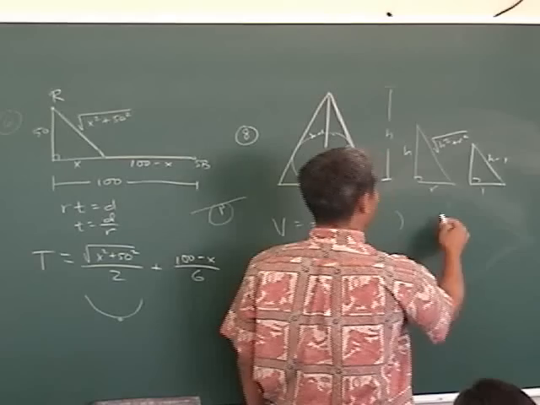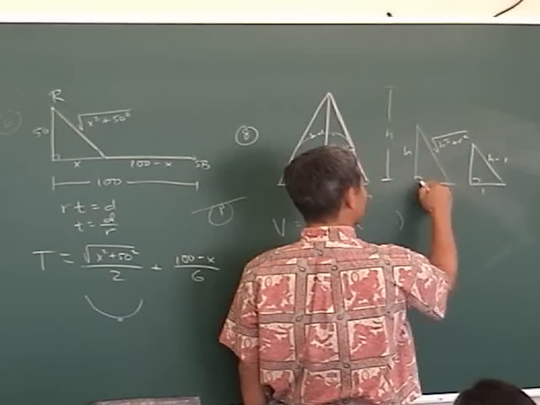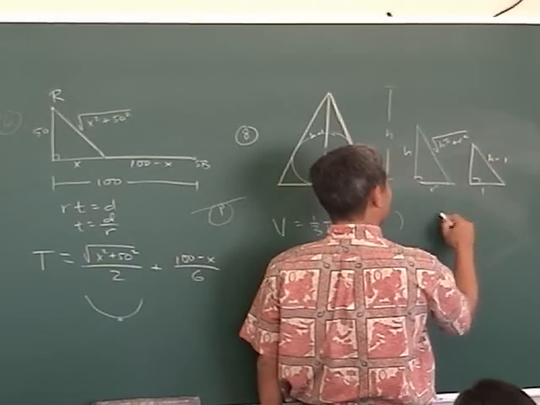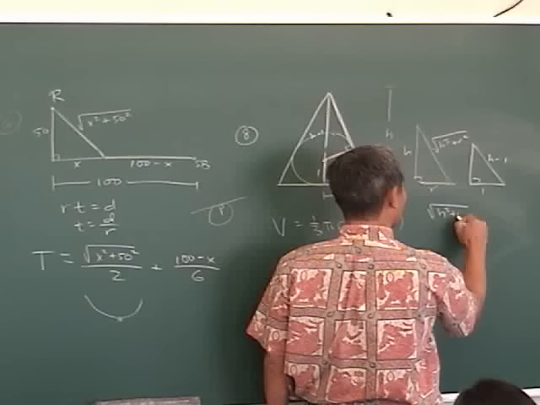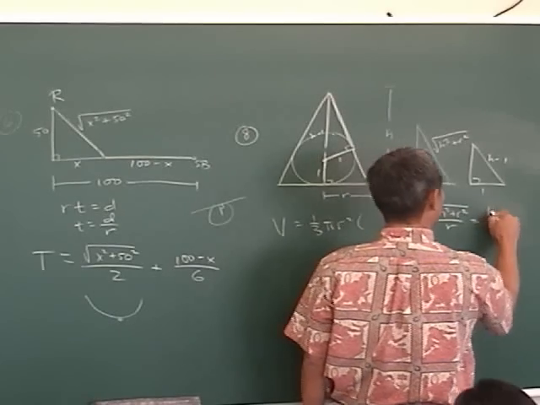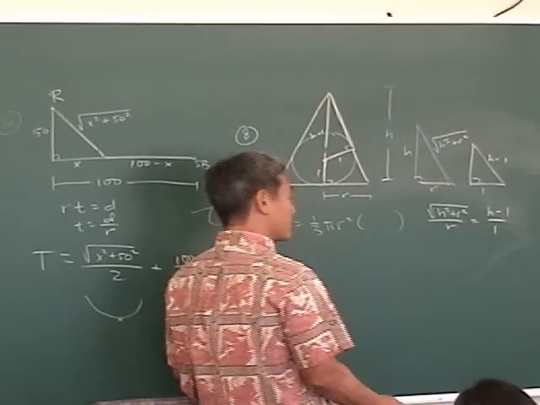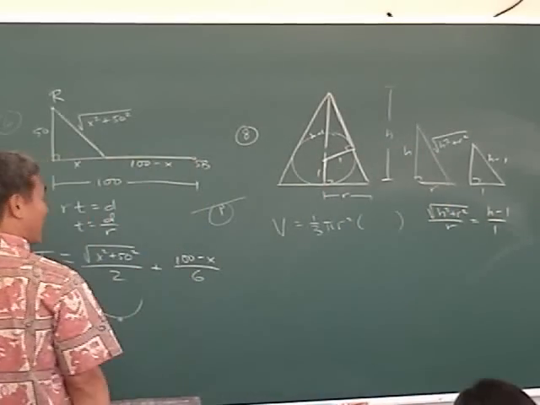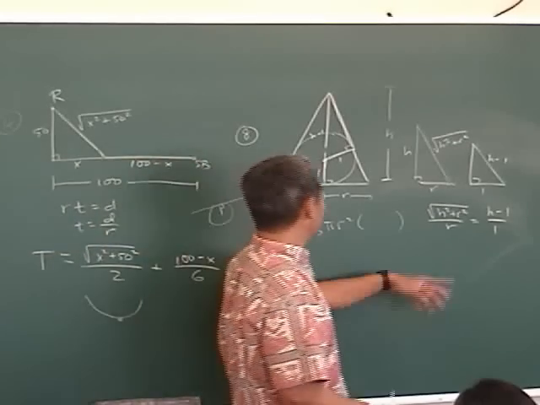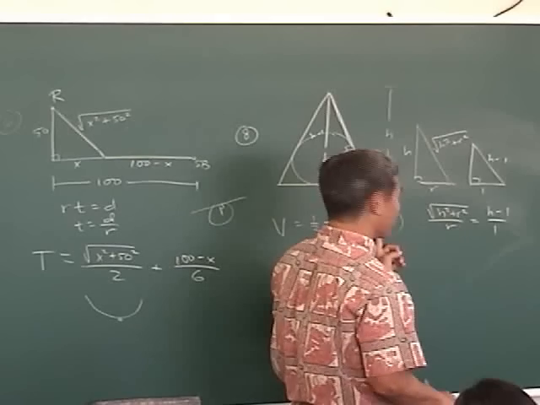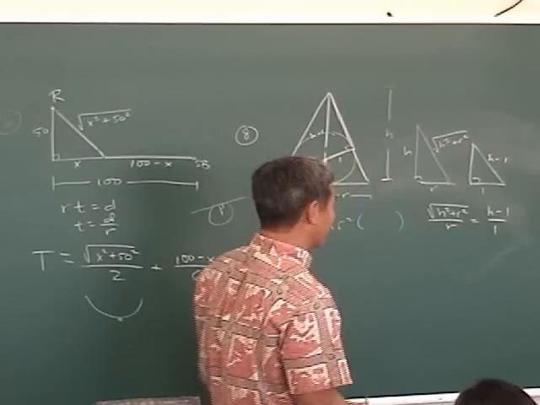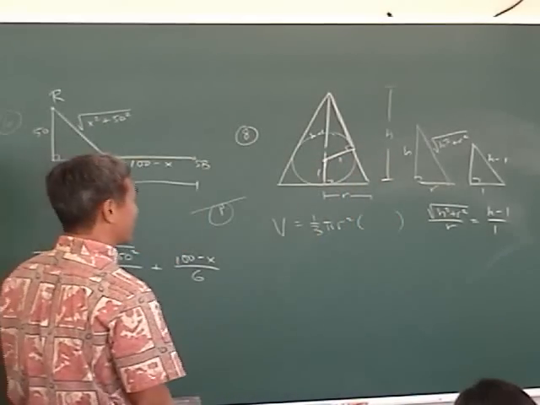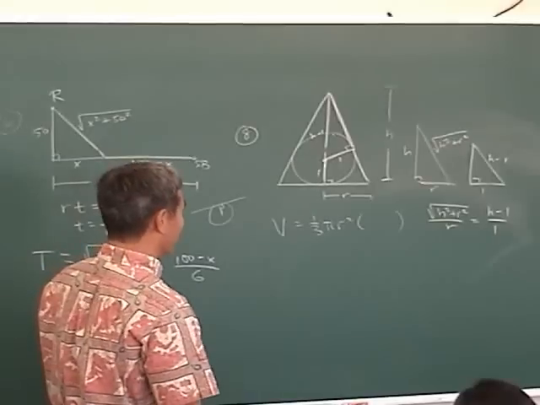So setting up a proportion, this over this, hypotenuse over short leg equals hypotenuse over short leg. That is your proportion. And then what you need to do is solve for h in this equation so you can plug it in here. Okay, I'm going to just leave it. You guys try it tonight. If you still can't get it tomorrow, then write it on the board.